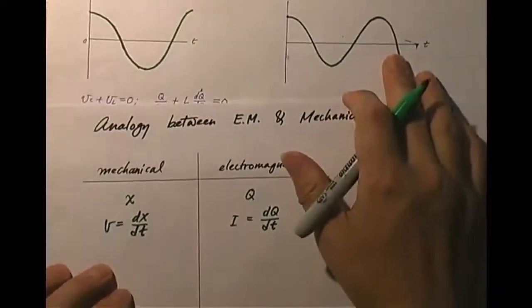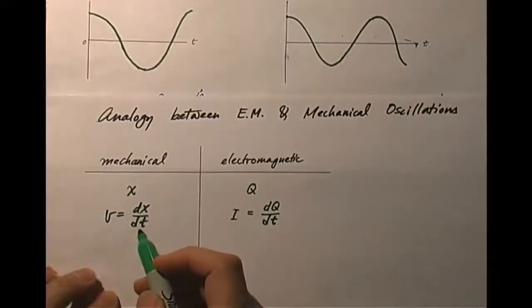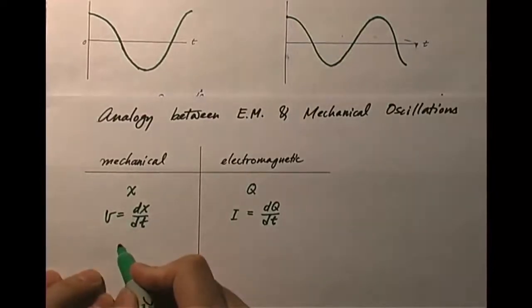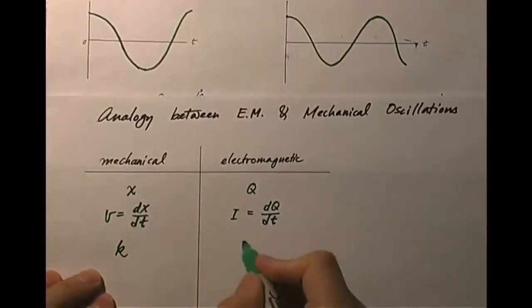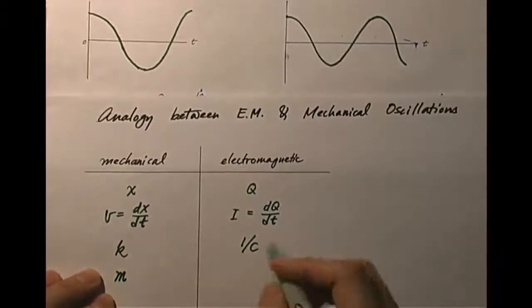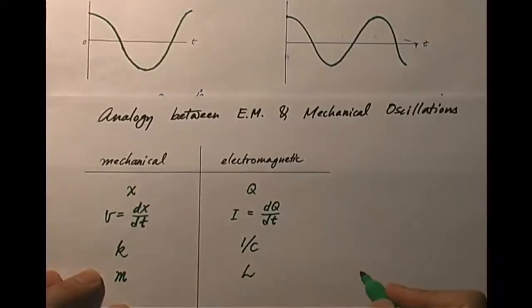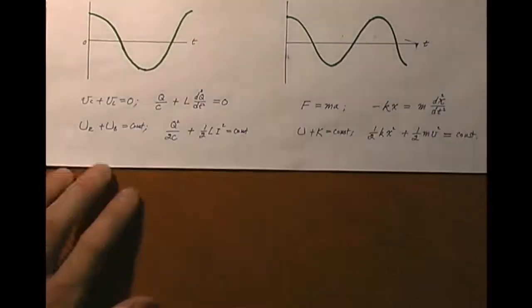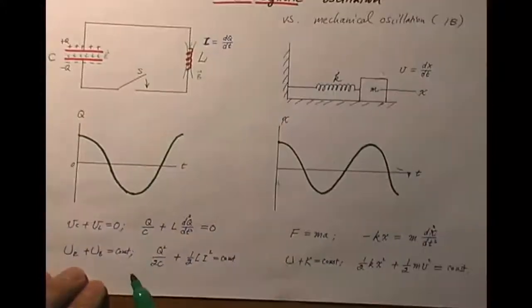Now, going further, the parameter k is now replaced by 1 over C, and the parameter M, the mass, is now replaced by the inductance L. We can continue with this table, but for now, let's go back to here.